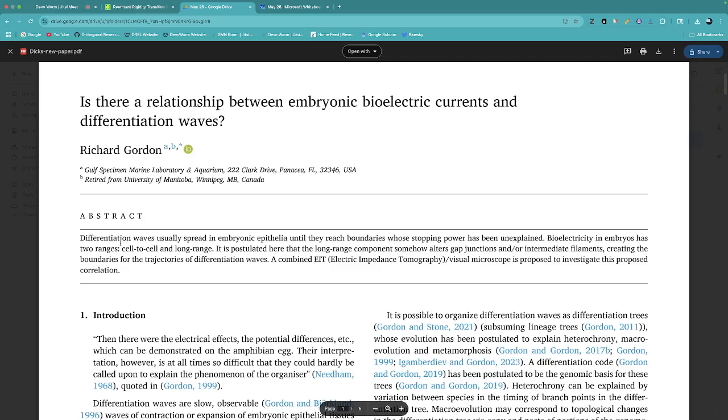It reads: differentiation waves usually spread in embryonic epithelia until they reach boundaries. The stopping power is unexplained. Differentiation waves, in short, are waves propagated through tissues or sheets of cells. They may originate in a single cell and send this wave across cells, and the cells receive basically the stimulus to differentiate.